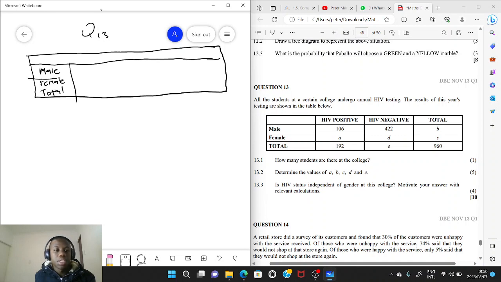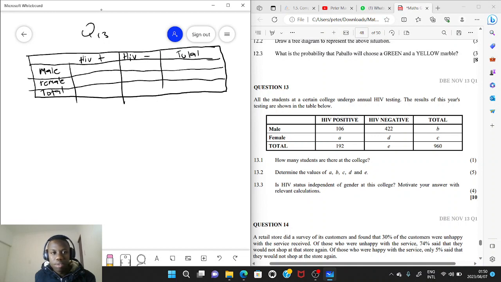Now in this case, we are given what? We are given a contingency table, right? So this column is HIV positive, this one is HIV negative, and then we have the total. Here we have B, we have C, we have 960, we have D, we have E, we have 422. I'm just copying the question.